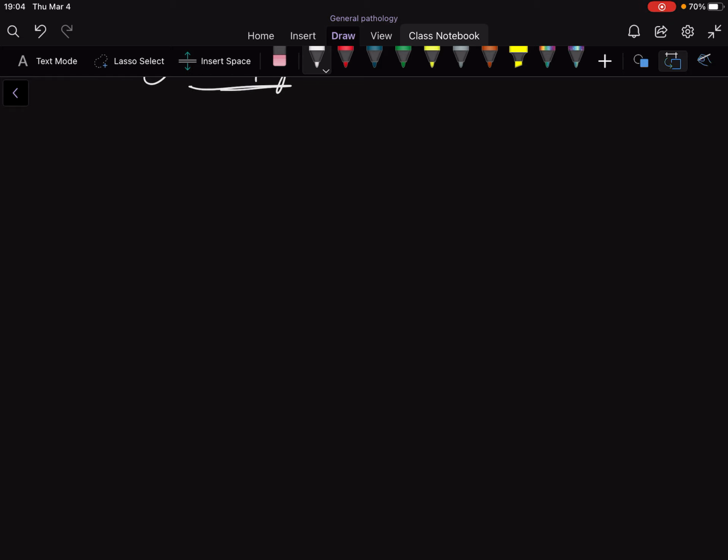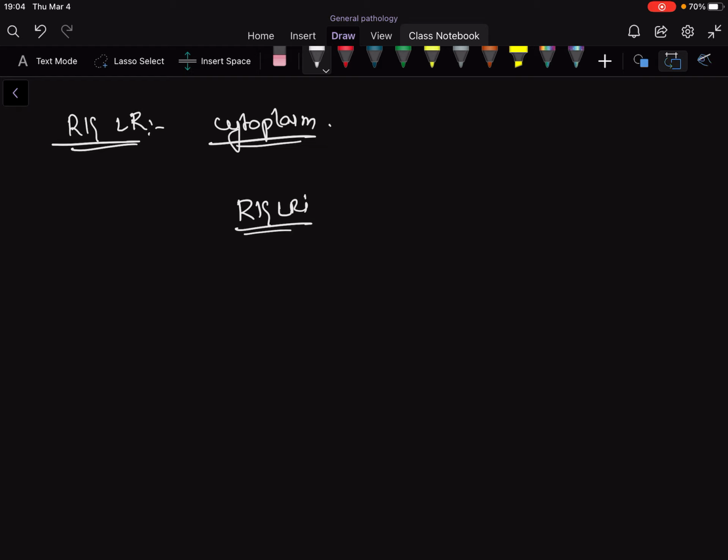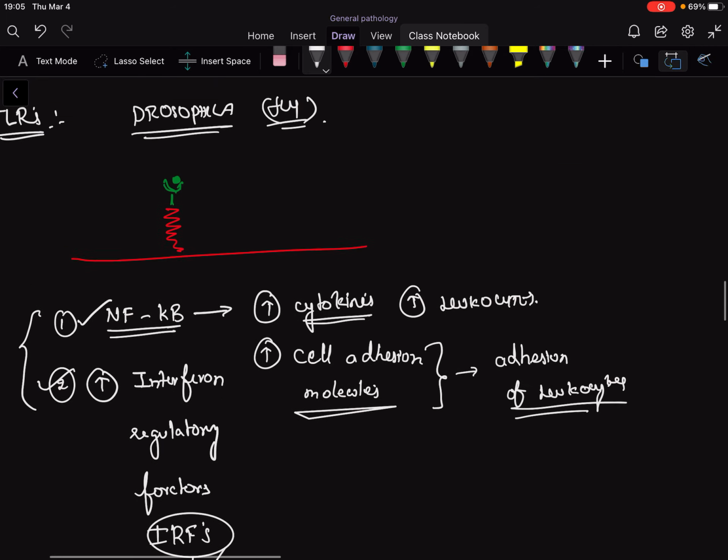The last but not the least are the RIG-like receptors. The RIG-like receptors are present in the cytoplasm. What will they do? The RIG-like receptors will convert the active viral RNA into inactive one. So that was a brief explanation. Now we will go to the images.